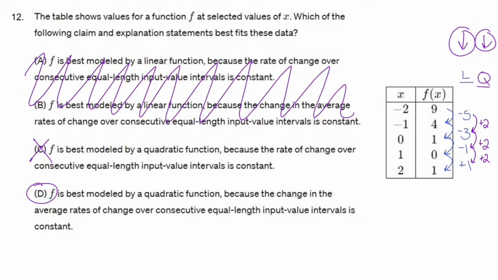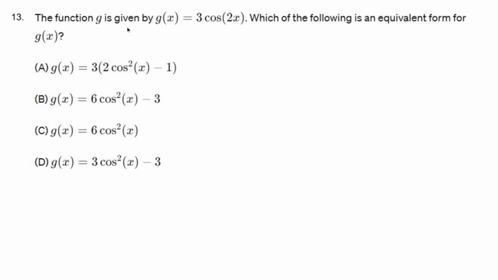Hope this helps. The function g is given by g of x equals 3 cos 2x. Which of the following is an equivalent form for g of x? So g of x equals all of these. So if you're wondering what we are doing here, well, cos 2x implies that we are dealing with a double angle formula.